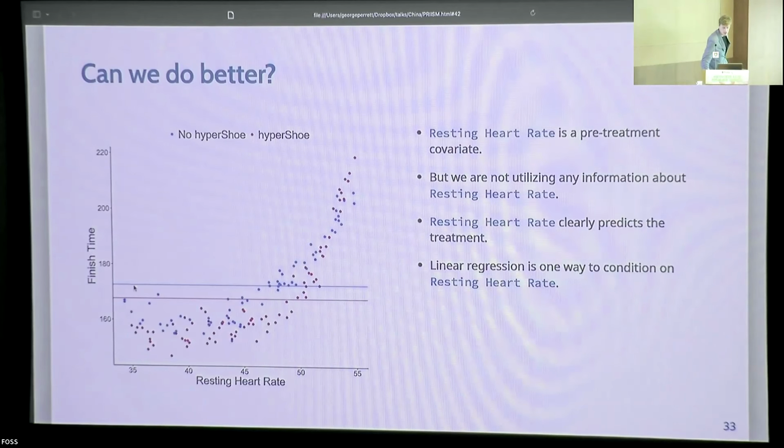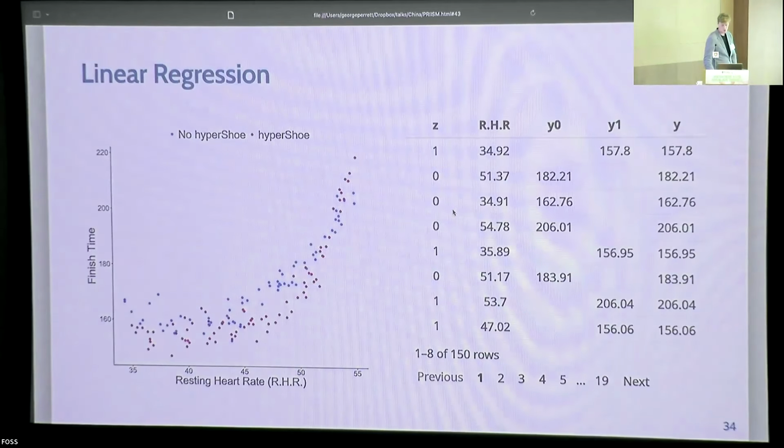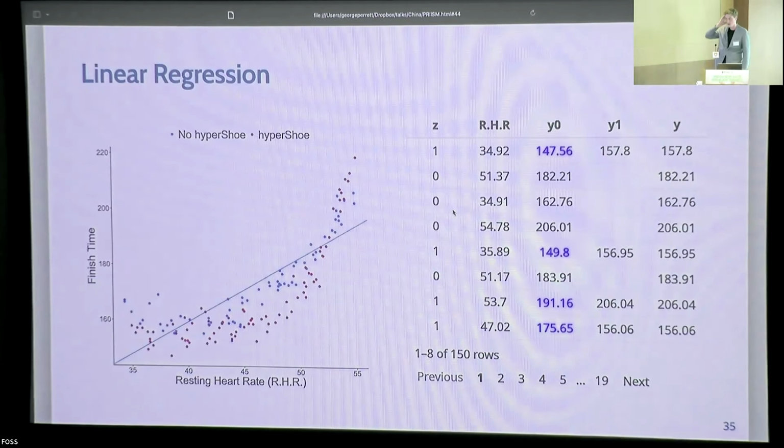So usually what we can do here is utilize what we know about resting heart rate. Resting heart rate clearly predicts the outcome. So linear regression is a common way to adjust for this. So how does linear regression work? We're doing something very similar to what we did with the difference in means. We're just going to incorporate information about resting heart rate.